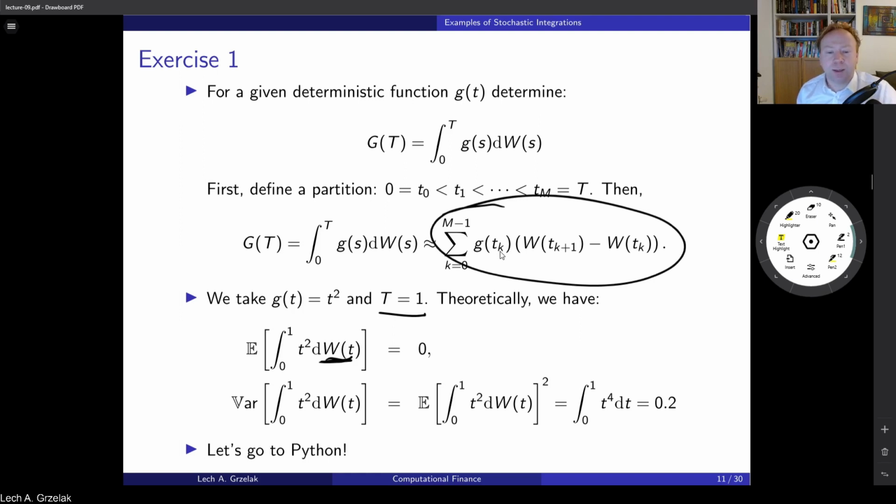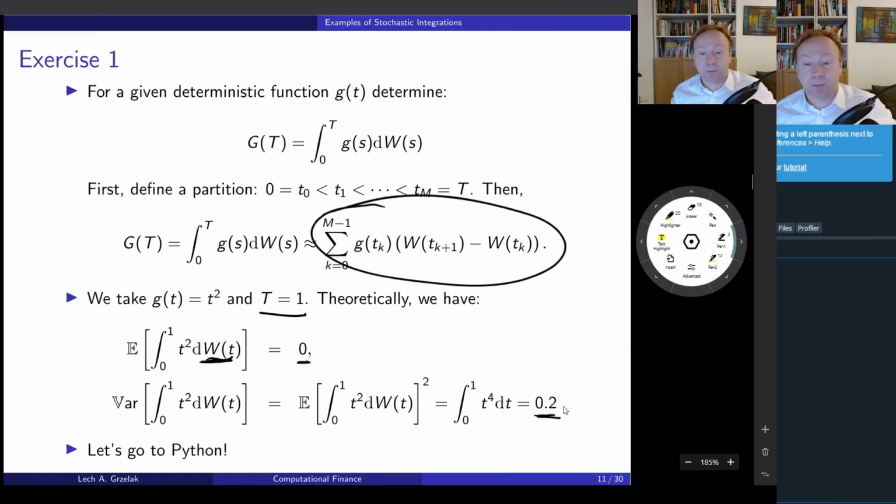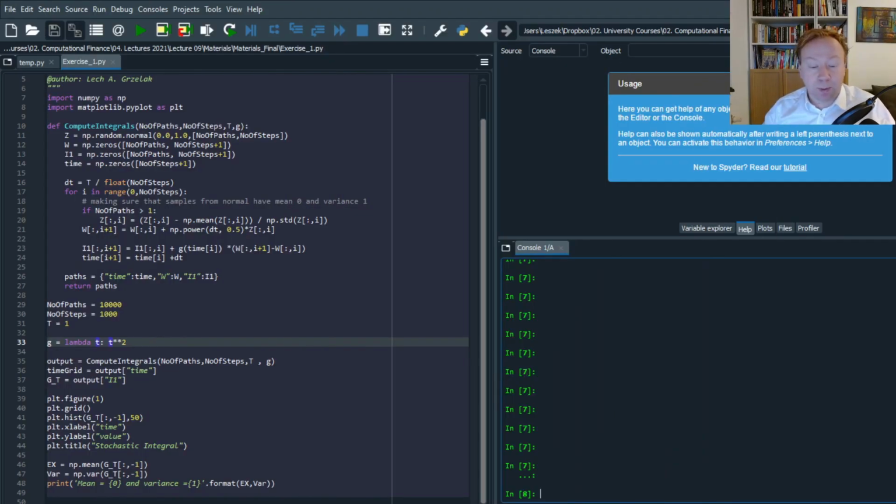Let's try to simulate this in Python and see how our results will converge to these results. So it's 0 and 0.2. Keep that in mind. Okay, here's the Python code.